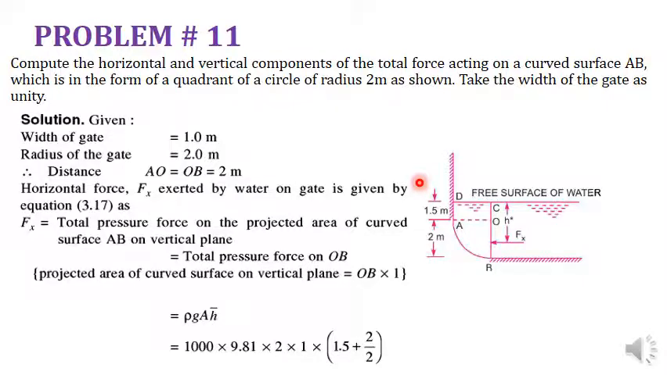If we are interested in the total force, it will be inclined, or normal to the surface. You are familiar with this hydrostatic force. The resultant is that, but here we are not interested in the resultant. We just need to determine the horizontal and vertical components of the total force acting on the curved surface. So this AB is the curved surface for which you need to determine the hydrostatic forces. Let's see how to do that.